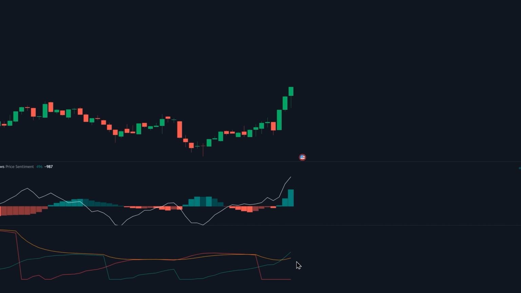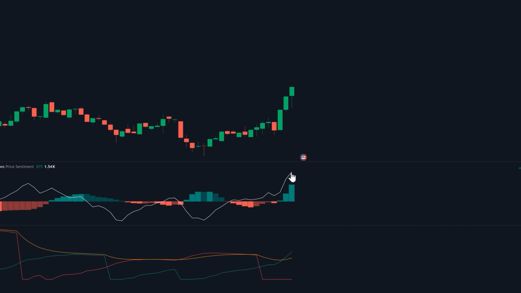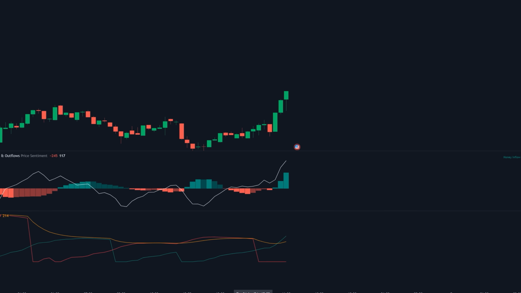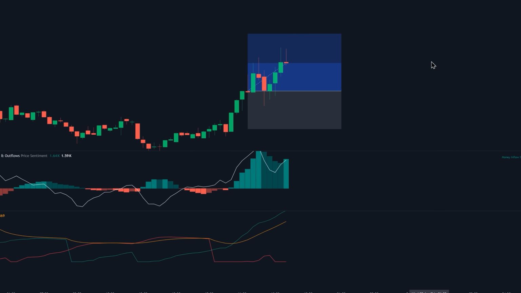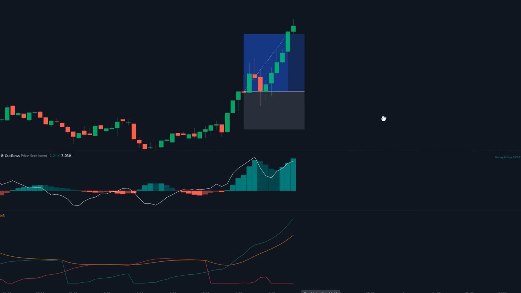Now, once you have a buy signal like this, the next condition will remain the same. You want the most recent histogram bar to be green, you want this white line to be above the zero level, and you also want the money inflow value to be at least 80%. Once you have those conditions met, you take a long trade. And of course, if you want to take a short position, you just reverse the conditions.